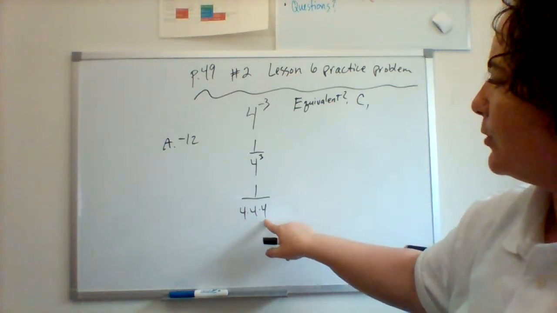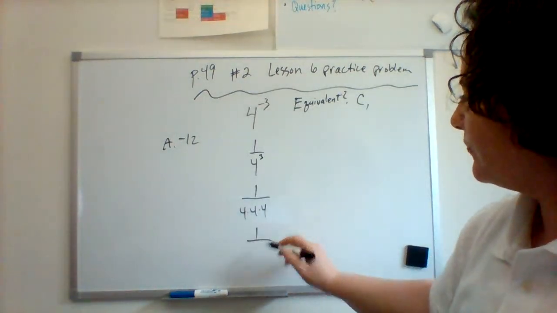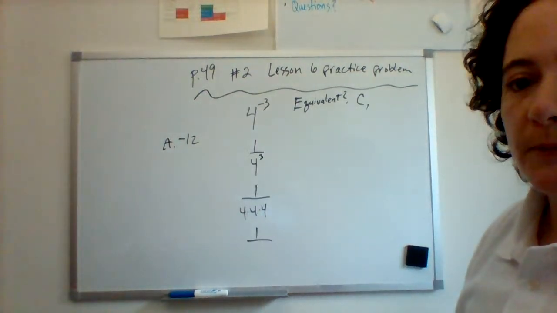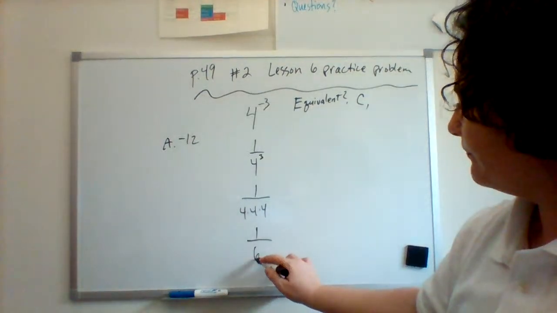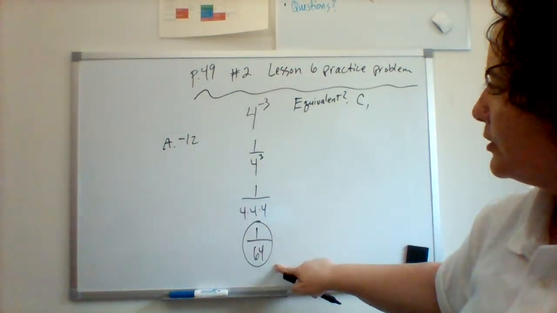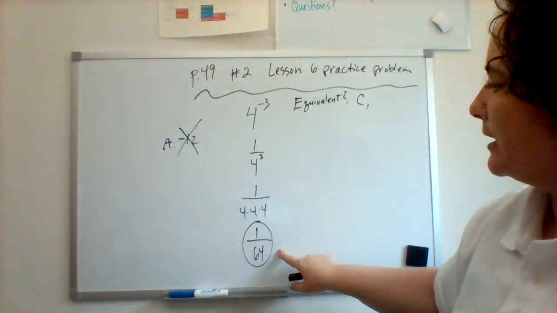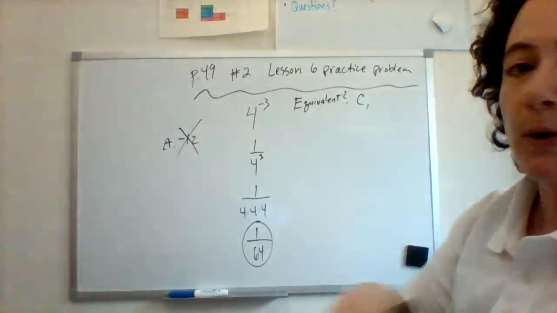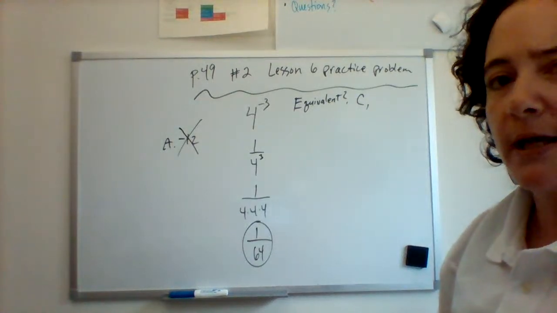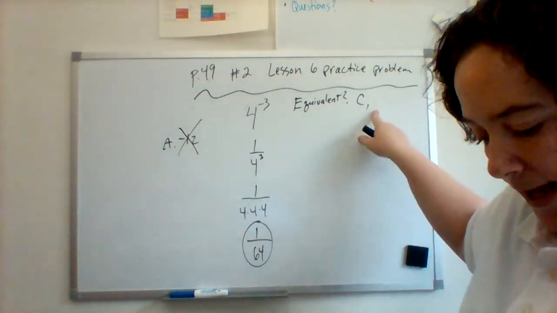What's 4 times 4 times 4? Or in other words, what is 4 cubed? 16 times 4 should be 64. Okay, so this simplified is 1/64. It's definitely not a negative 12 because 1/64 and negative 12 will never be equivalent. They are not anywhere near the same number. Okay, so we're not going to put A there.